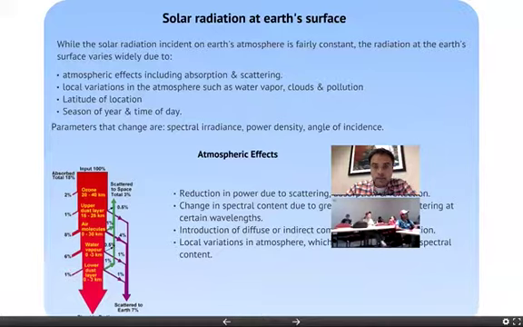Introduction of diffuse indirect component to solar radiation becomes important, particularly for concentrated solar photovoltaics. We'll come back to that. Local variations in atmosphere affect overall power and spectral content. So again, you can read this figure like this.